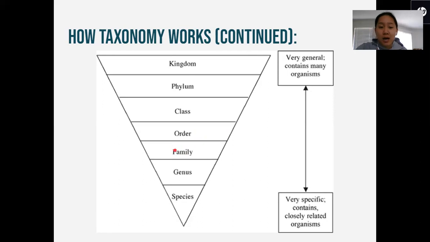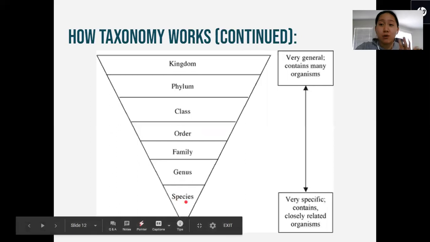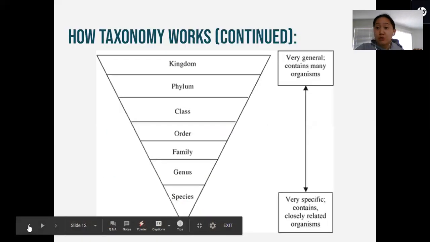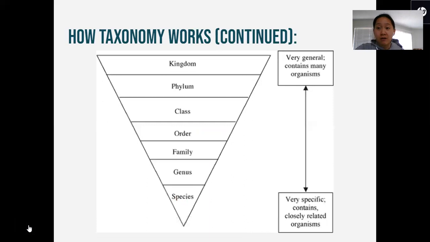And then inside of a family, you'll have a genus, which is even more specific. And then lastly, you'll have a species, which is the most specific that you can get. So this is the most exclusive club, basically. And the kingdom is pretty much containing, there's like 5 categories of living things. And so they're very, very broad and very general.